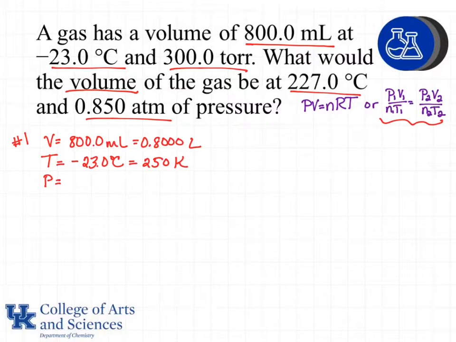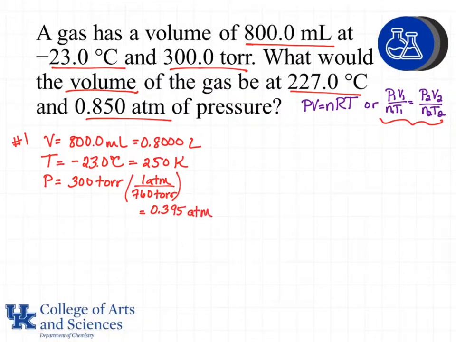My pressure is given as 300 torr, but I can't have pressures in two different units, so I need to convert torr to atmospheres. So I divide by 760 and get 0.395 atmospheres. I'm not given anything about moles, so I don't need to worry about that for conditions 1.